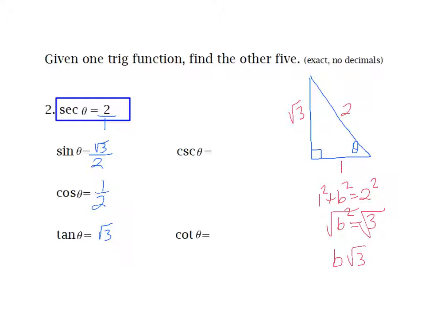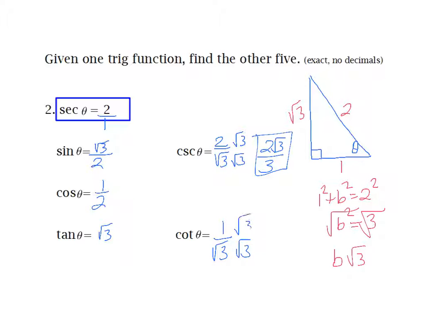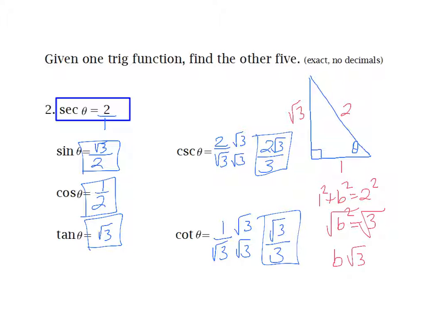The reciprocal would be 2 over root 3, but then I have to rationalize: 2 root 3 over 3. And cotangent would be 1 over root 3, rationalized is root 3 over 3. Basically just got to know your SOHCAHTOA and maybe do a little bit of Pythagorean theorem.